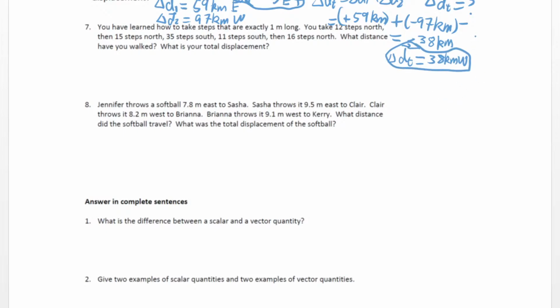Distance actually is pretty easy too, as I mentioned. For distance, all you care about is no direction, so distance is just 59 plus 97. Don't forget the units, km. Mentally it's easier, adding is always easier than subtracting. So that's 156 kilometers, no direction, and that's the distance. Pretty straightforward.